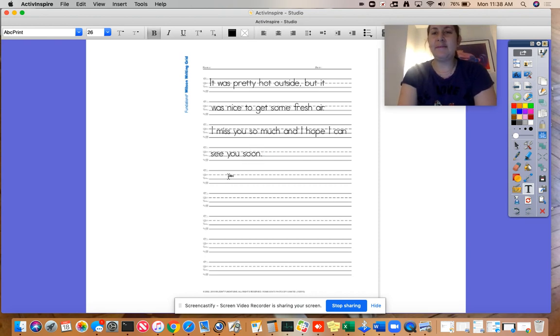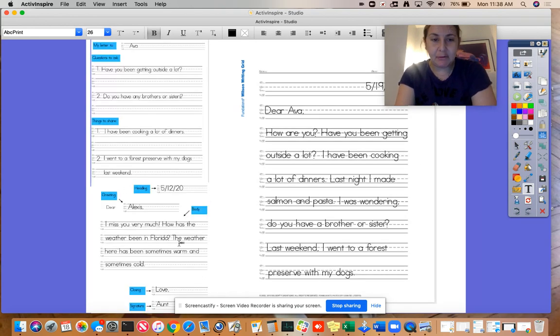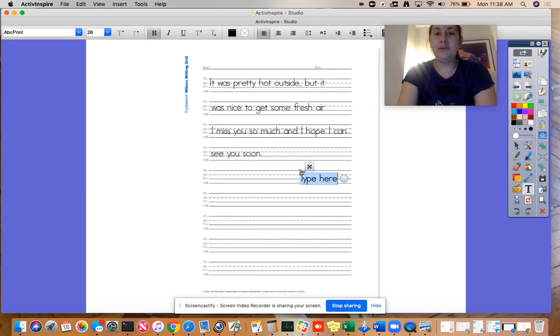So what comes after my body? I forgot again. Where can I go look? I know. On my sample template. Oh, now I remember my closing and my signature. And I remember also that my closing and my signature are going to go on the right-hand side, just like my date or my heading. Okay, so I'm going to do my closing. I think I'll do love. And then my signature right underneath my closing is Kaplan.